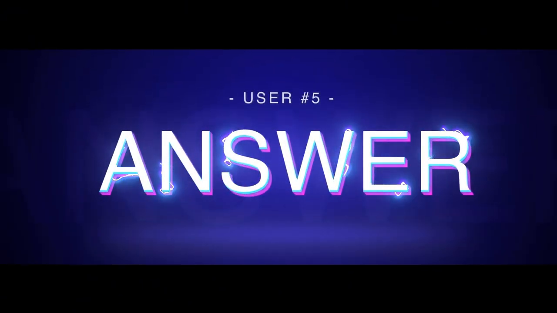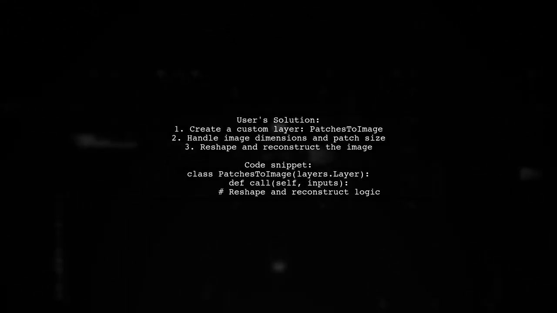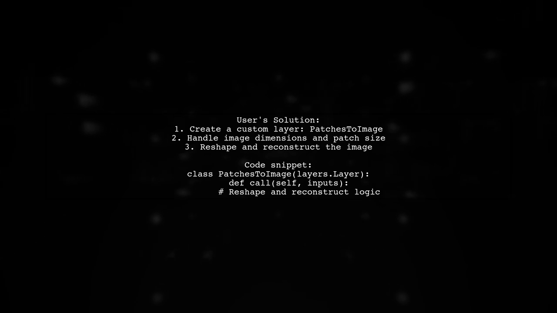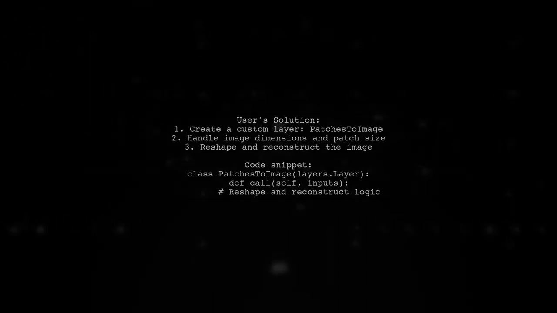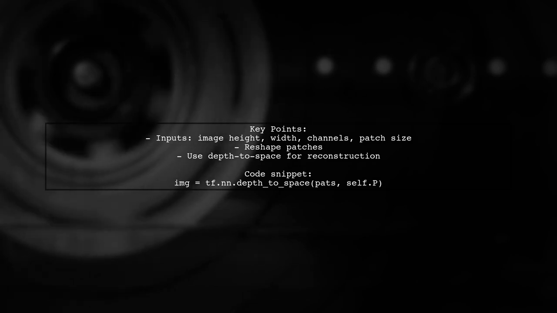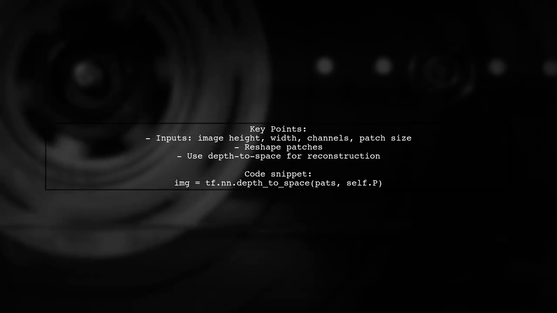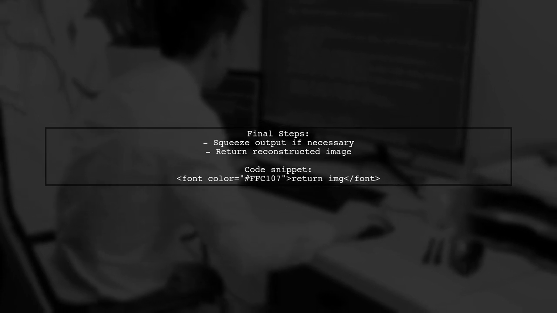Let's now look at another user-suggested answer. This user shares a solution for reconstructing images from non-overlapping patches using TensorFlow 2.3. They provide a custom layer called PatchesToImage. The PatchesToImage layer takes image height, width, channels, and patch size as inputs. It reshapes the input patches and uses depth to space to reconstruct the image. Finally, the layer squeezes the output if needed and returns the reconstructed image. This approach is efficient for both single and multi-channel images.